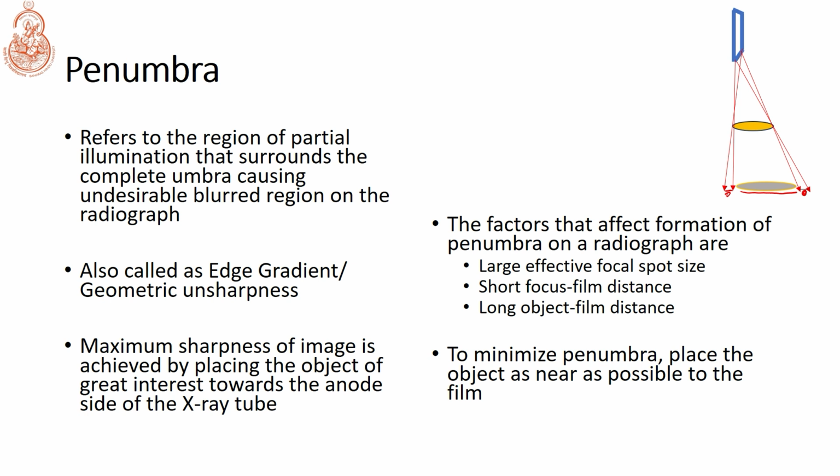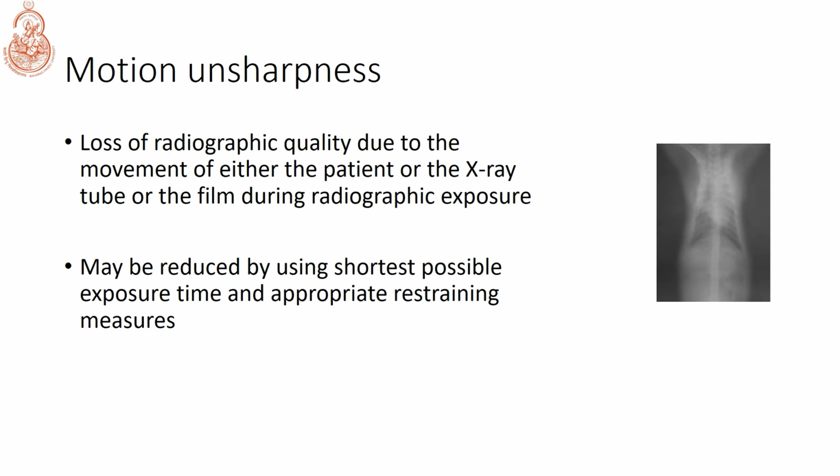When there is a deflection of the X-rays from the anode after hitting it, we are going to get some information on this area as well, and that is called the penumbra. This penumbra will be less towards the anode side, while it will be more towards the cathode side.